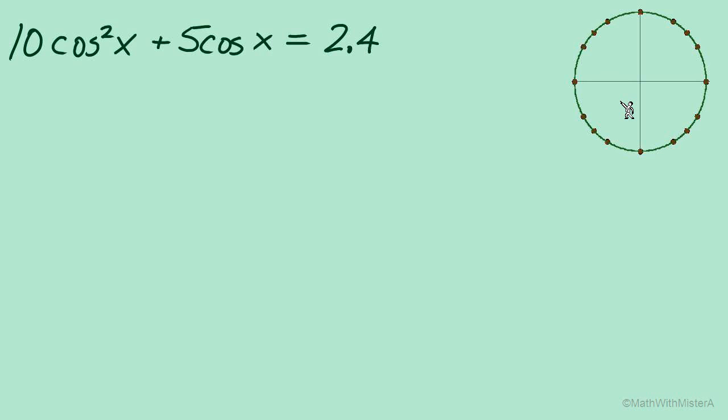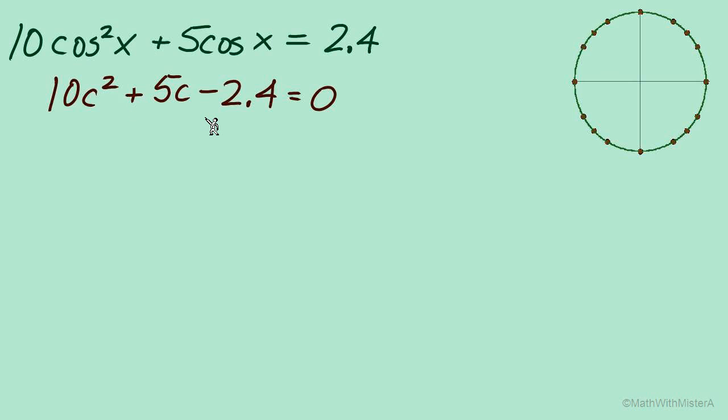Let's do one more quadratic. 10 cosine squared x plus 5 cosine x equals 2.4. Again, visually, I'm recognizing a quadratic. I'm getting everything onto the left side. I'll go ahead and put c's in place of the cosine x while I work with this quadratic.